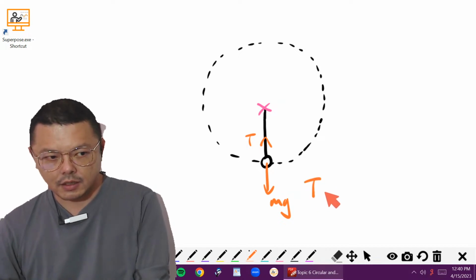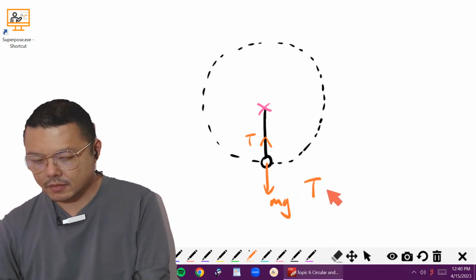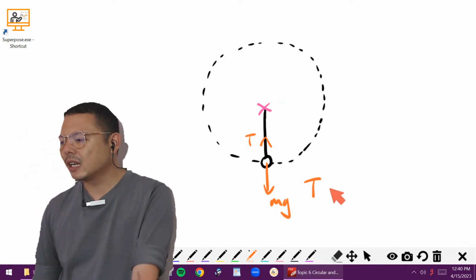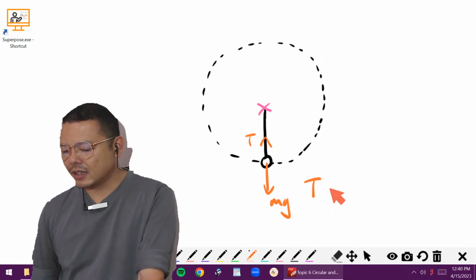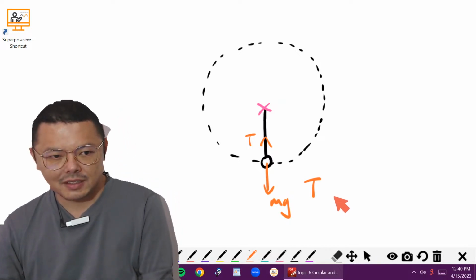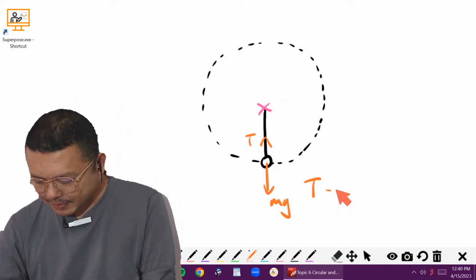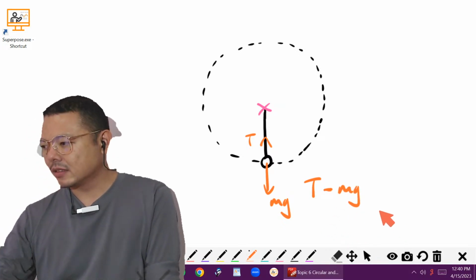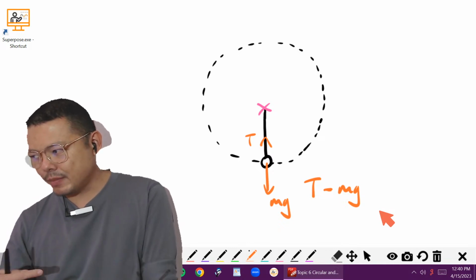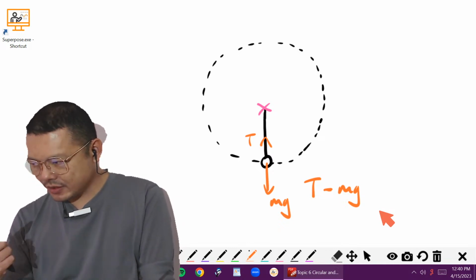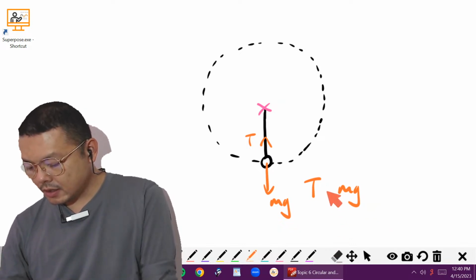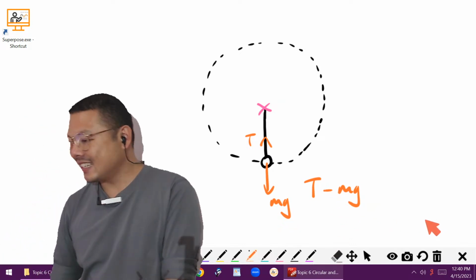T. Oh, you said resultant force, right? T minus mg. Yeah. Hey, make it a habit. Every time you see forces, you always try to ask yourself what minus what gives you what.